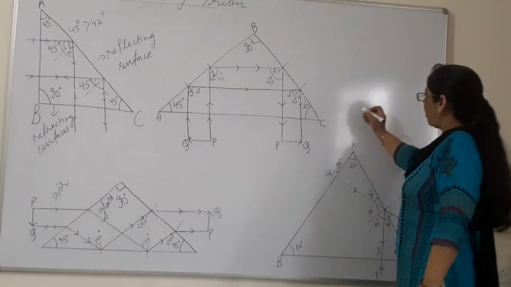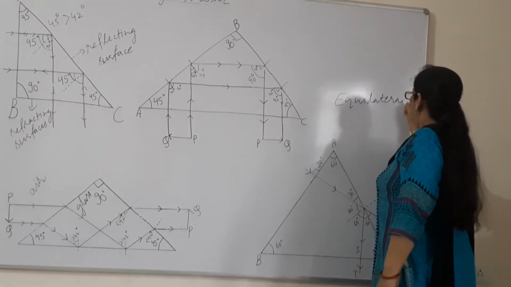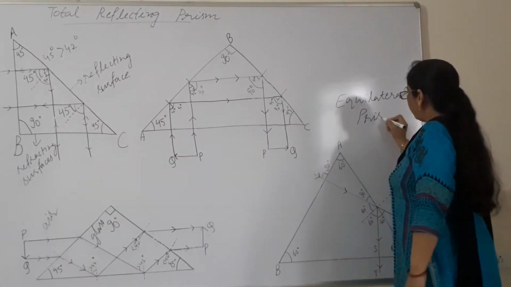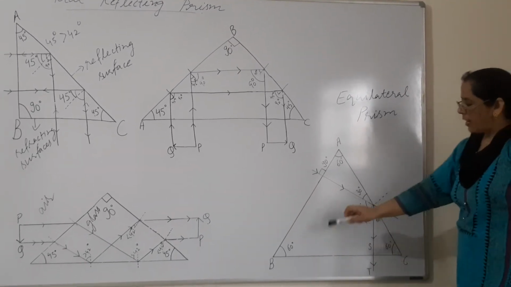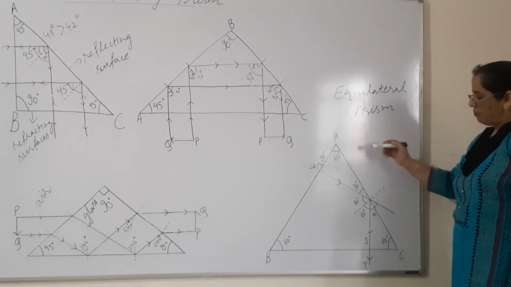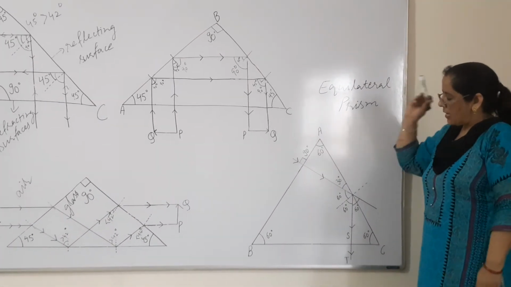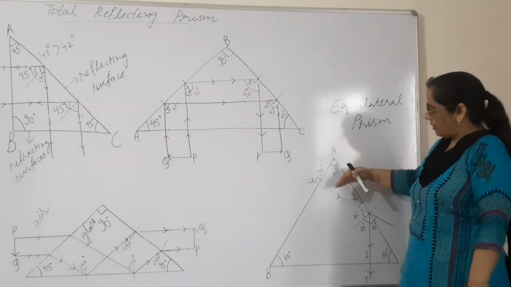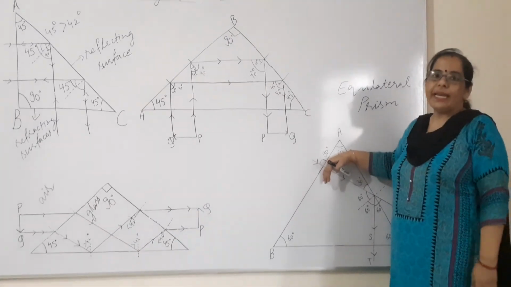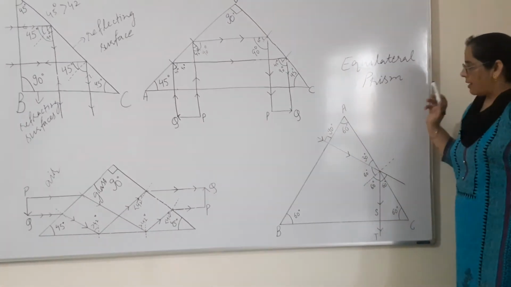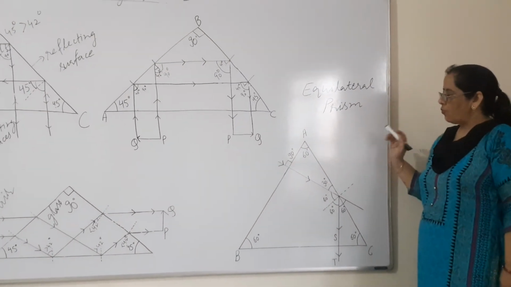Then this is an equilateral prism. Equilateral prism means each angle is of 60 degree. So from any of the faces light can enter. Three sides of the triangle are there. The method will be the same only. Firstly, they can ask you the question in an incomplete form, which means they will give you the question only up to here, and they will tell you to complete the diagram. And secondly, they can directly ask you to show the total internal reflection in an equilateral prism. So two ways are there.